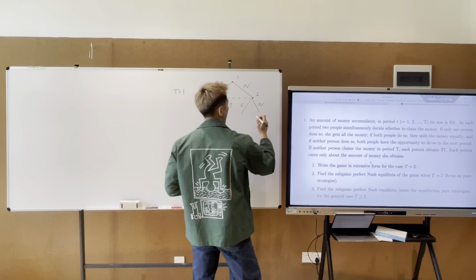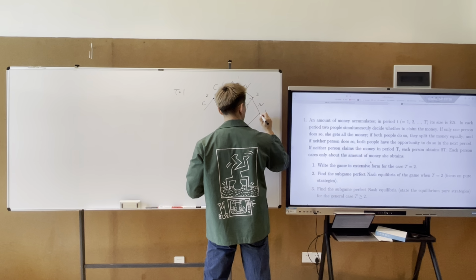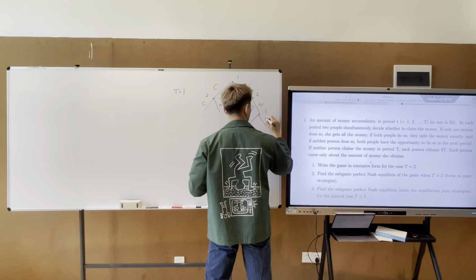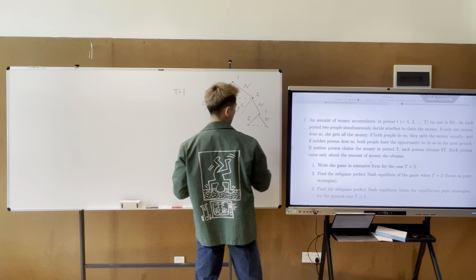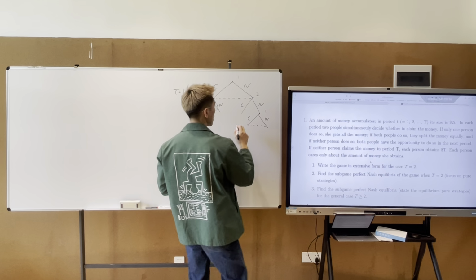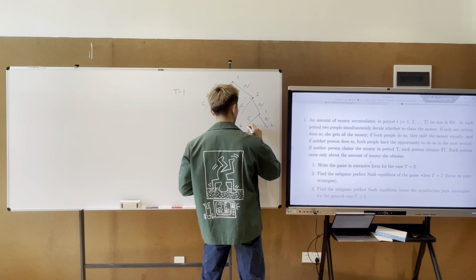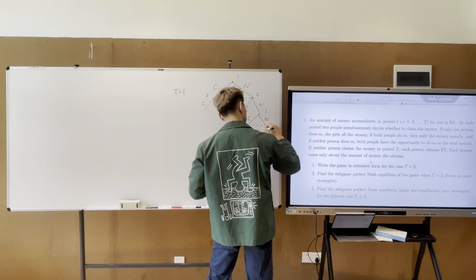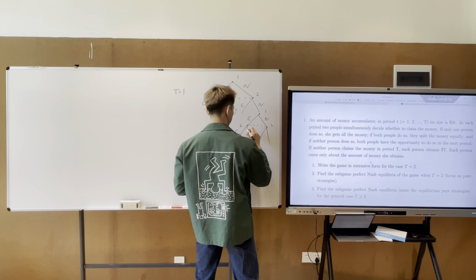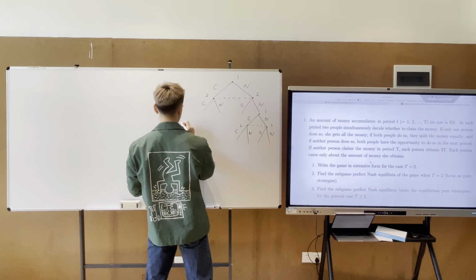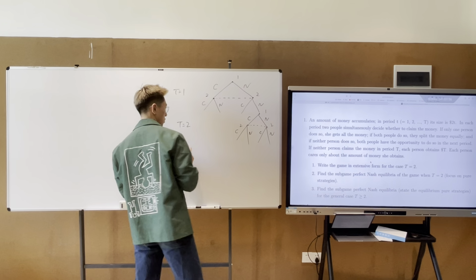And here, they will make the choice again. First, player 1 chooses whether to claim the money or not to claim. And then player 2, also with imperfect information, chooses to claim or not claim the money. Okay, so this is the game of period 2, t equals 2.